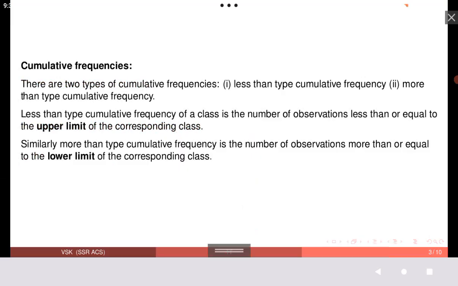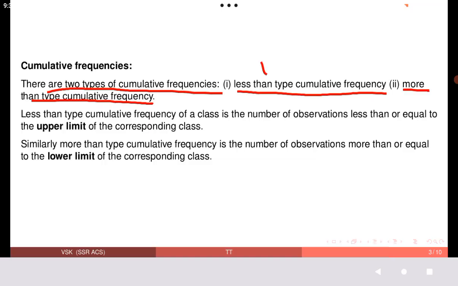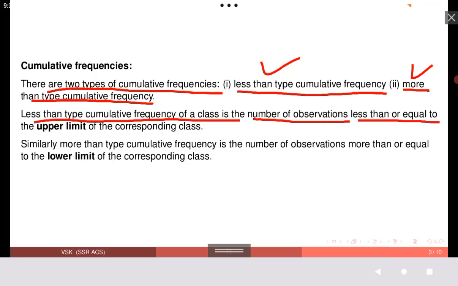So, cumulative frequency. There are 2 types of cumulative frequency. What are these types? First is less than type cumulative frequency, and second is more than type cumulative frequency. Now, the less than type cumulative frequency of a class is the number of observations less than or equal to the upper limit of the corresponding class. So that is the point.